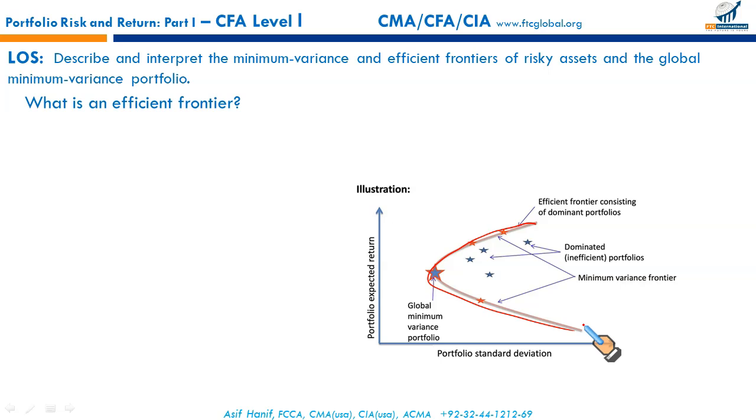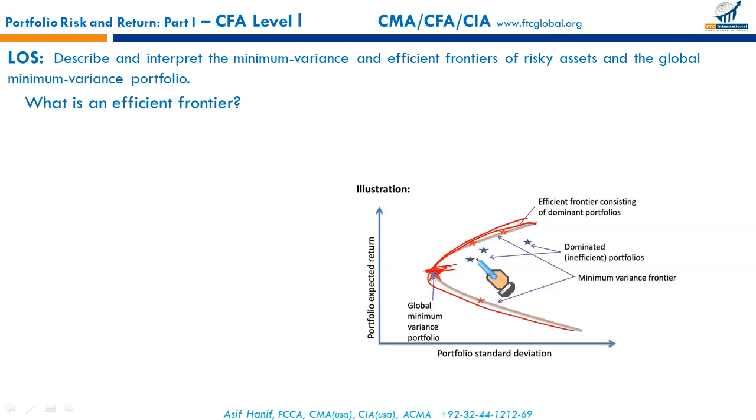Along the minimum variance frontier, the leftmost point here is called the global minimum variance portfolio. This portfolio has the minimum variance when compared to all the possible portfolios. And what you call the efficient frontier is the portion of the minimum variance curve that lies above this point, above the global minimum variance portfolio.